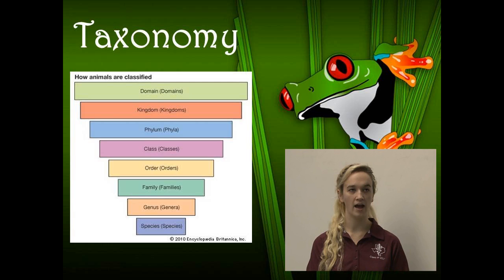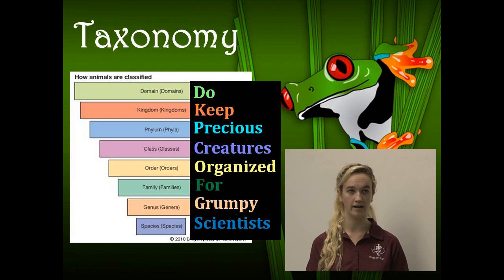And we have a way of memorizing these, and that is: do keep precious creatures organized for grumpy scientists. So you see how this works, where the D in do stands for domains, the K in keep stands for kingdom, the P in precious stands for phylum, C in creatures for class, O in organized for order, F for family, grumpy for genus, scientists for species. So do keep precious creatures organized for grumpy scientists is domain, kingdom, phylum, class, order, family, genus, species. And so we're going to go through these one by one, and all of the species that are similar are clumped into genera, and so on and so forth.